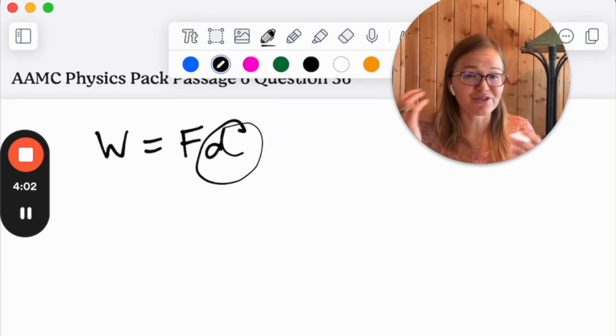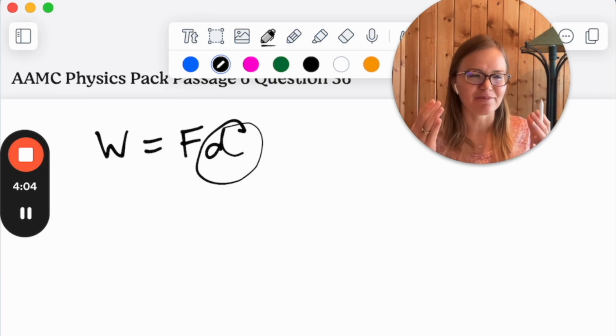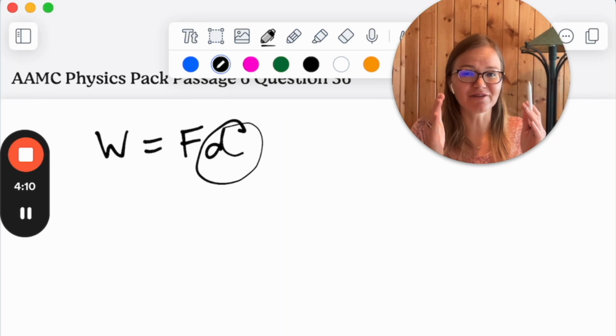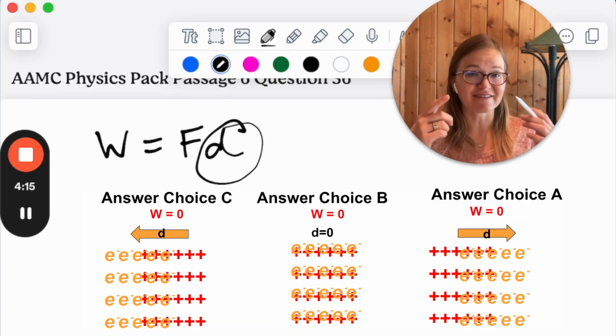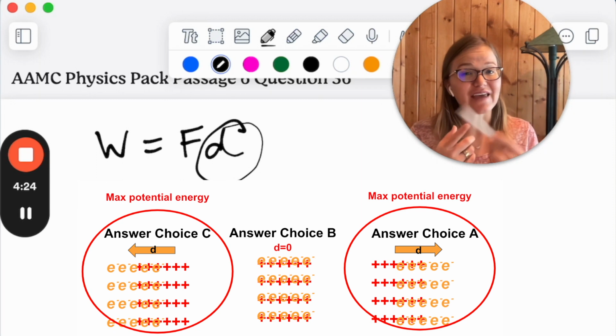So we might have forces at play, but there's no distance at play. Those charged particles, those electrons, they haven't been moved. They're just staying still. So because of that, our work done is zero, whereas the work done in A and C is going to be a positive amount. So our answer here is going to be that our maximum displacement happens at answer choices A and answer choice C.